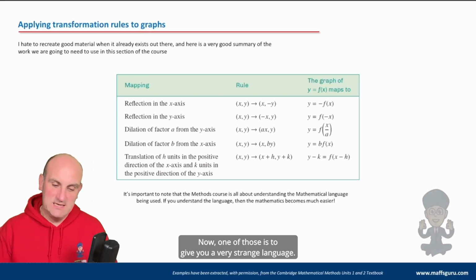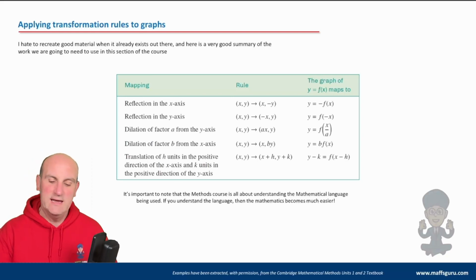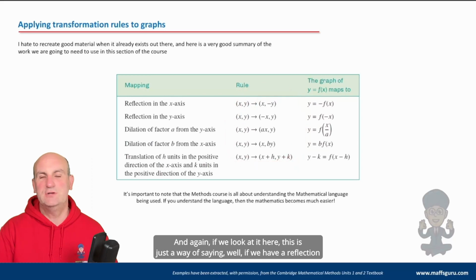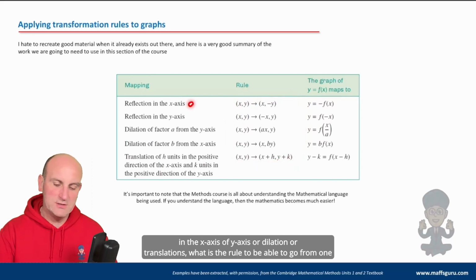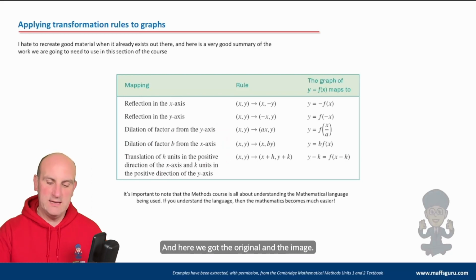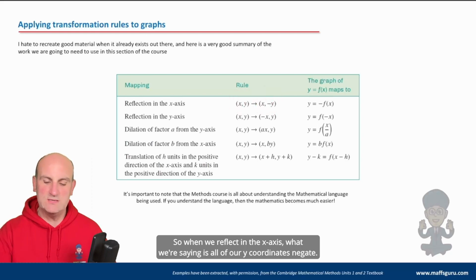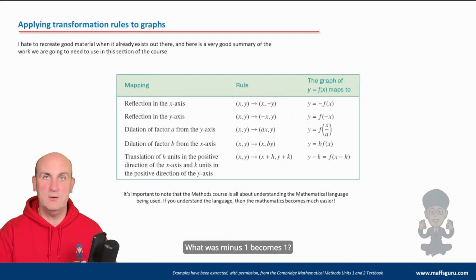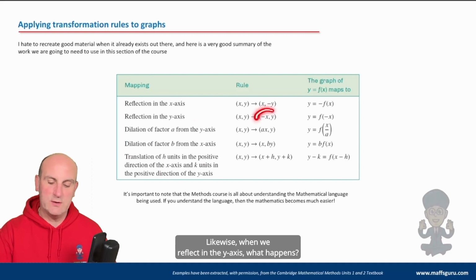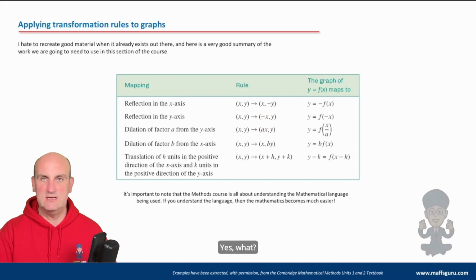Now, one of those is to give you a very strange language. And again, if we look at it here, this is just a way of saying, well, if we have a reflection in the x-axis or y-axis, or dilations or translations, what is the rule to be able to go from one to the other? And here we have the original and the image. So when we reflect in the x-axis, what we're saying is all of our y coordinates negate. What was -1 becomes 1. What was 2 becomes -2. Likewise, when we reflect in the y-axis, what happens? Our x values negate. The y values stay the same, the x values negate.